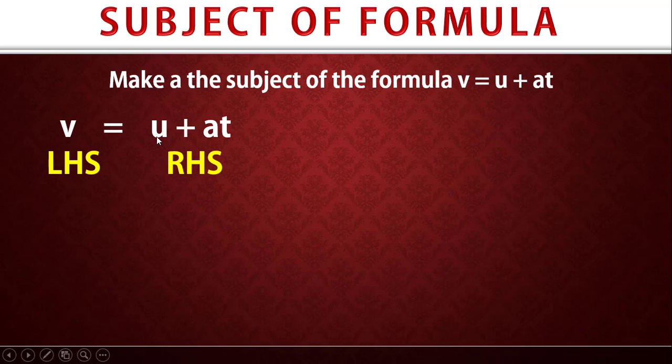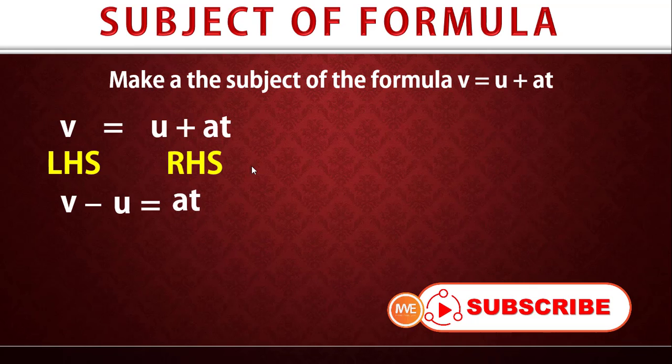When you transfer plus U to the other side, which is the left hand side, the sign will change to minus, and then we should have something like V minus U. You can see that. Then equals, and at our right hand side, what is left should be plus AT. So plus AT is the same thing as saying AT. We can hide the plus, and you can see right there.